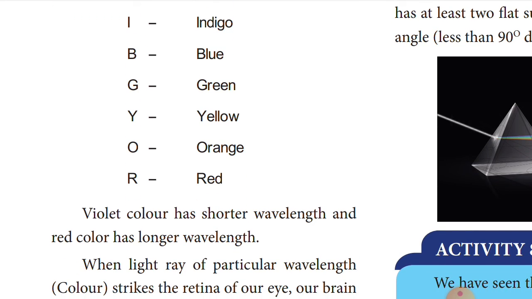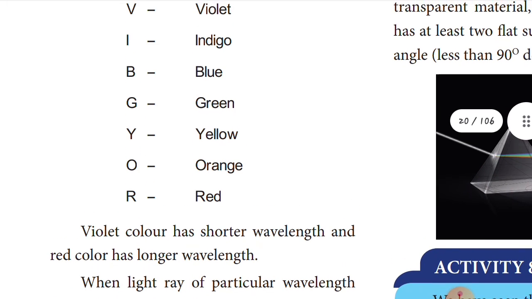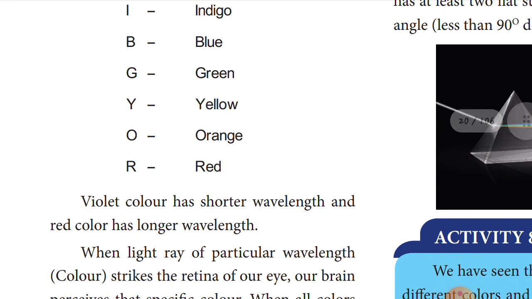Which one is the highest wavelength, children? Red. See the last color, red. This is the highest wavelength, children. The violet color has the shortest wavelength. That is the main reason we use the red color in signals. You see the red signal, children? Yes, because it has the highest wavelength.